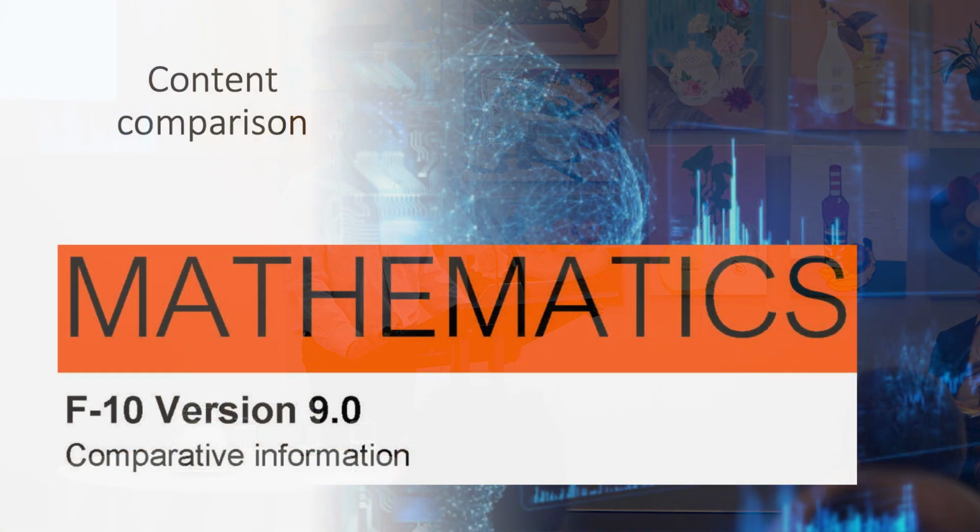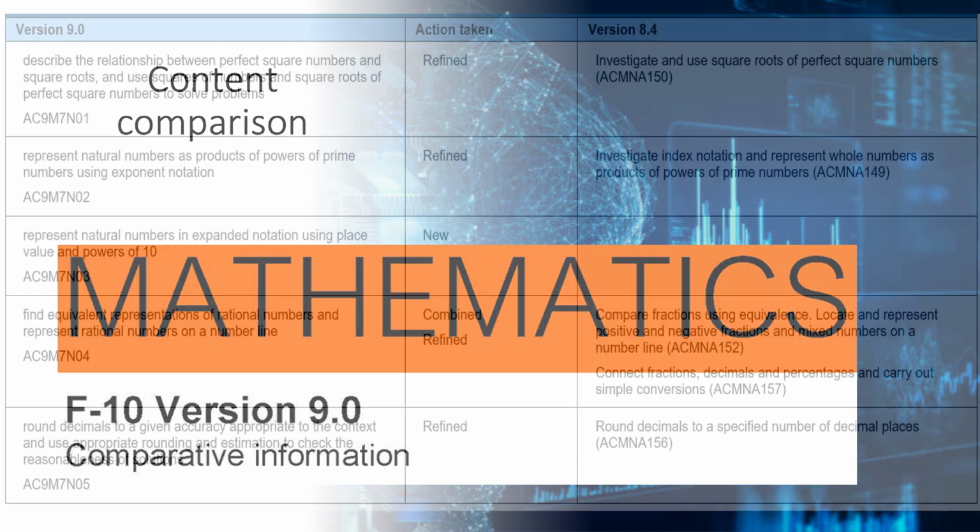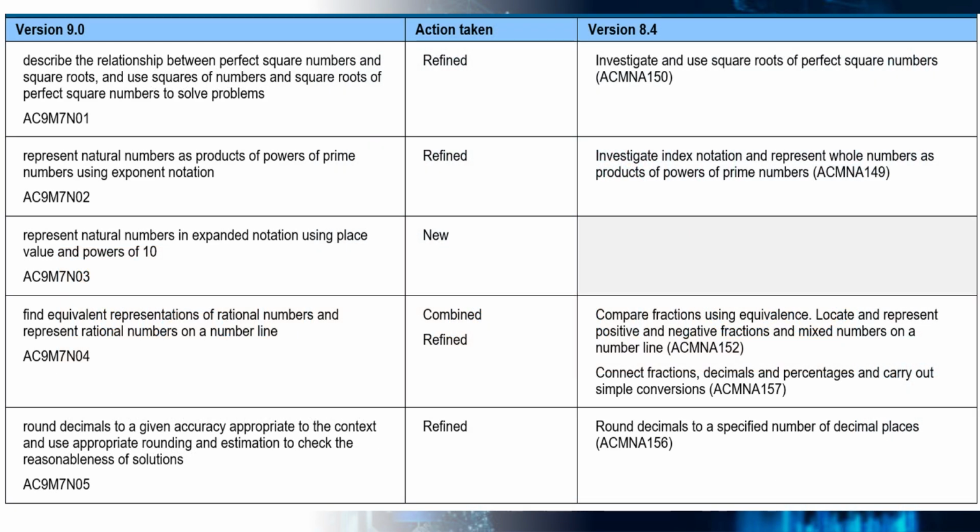One document you might like to get a hand on is the Australian Curriculum Comparative Information document. And this one looks like this, where the old 8.4 Australian curriculum is on the right and the new Australian curriculum is on the left. So if you do want a snapshot of what's in and what's out, this is a very nice document to have a look at. Just download it from the Australian Curriculum website.